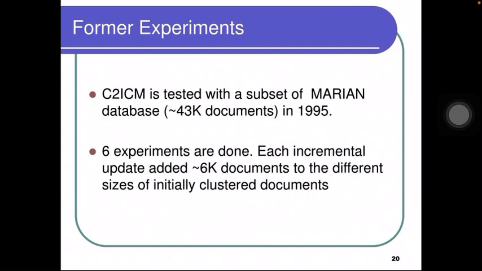Former experiments. C2ICM is tested with a subset of the Marian database, 43K documents in 1995. Six experiments are done. Each experimental update added 6K documents to the different sizes of initial cluster documents.